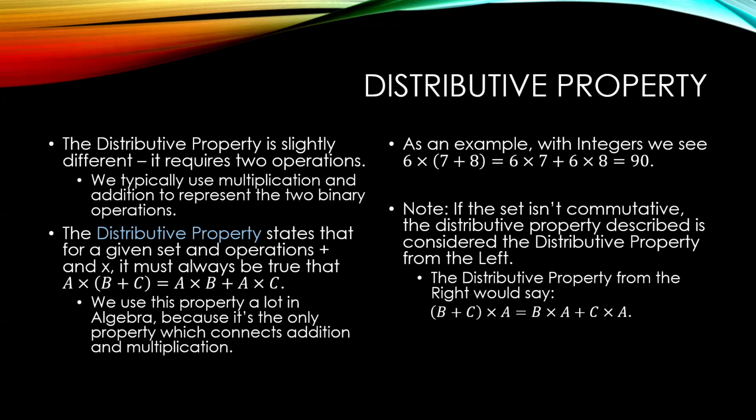Note, if the set isn't commutative, the distributive property described is considered the distributive property from the left. And we also have a distributive property from the right, which would say (B plus C) times A is B times A plus C times A. This pops up when you're dealing with matrices, because for matrices, we do have the distributive property, but we do not have commutativity.